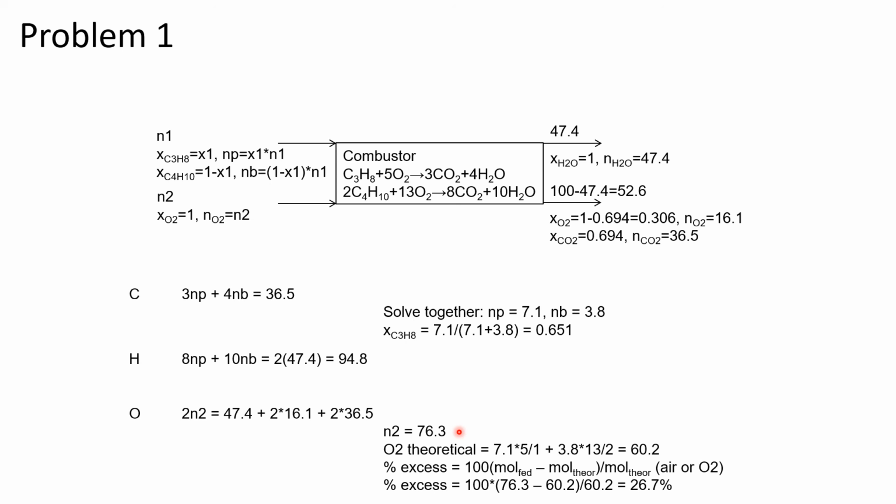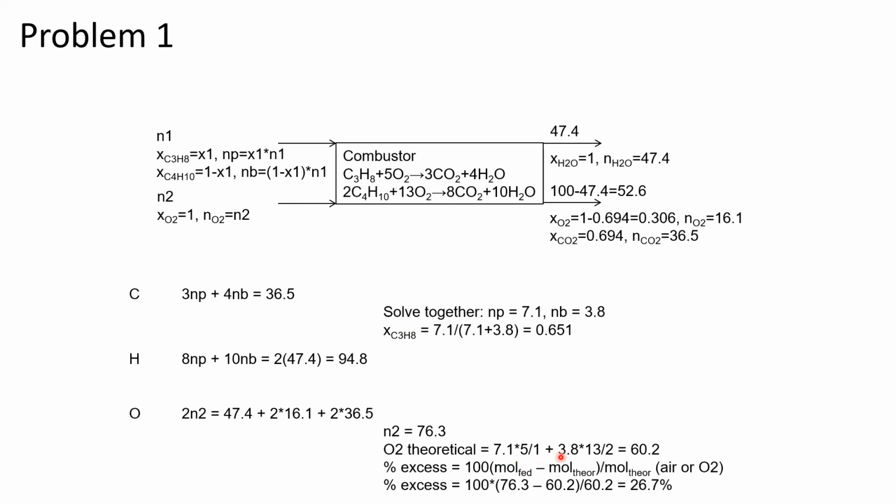To compute the excess oxygen or the excess air, we need to calculate the theoretical amount of oxygen that's needed. The theoretical amount is the amount required to completely combust all the propane and all the butane. So to compute it, we're going to take the propane flow rate, which is 7.1, and then multiply by the amount of oxygen that's needed. There are 5 oxygen molecules required per propane molecule, so we're going to multiply this by 5 over 1.